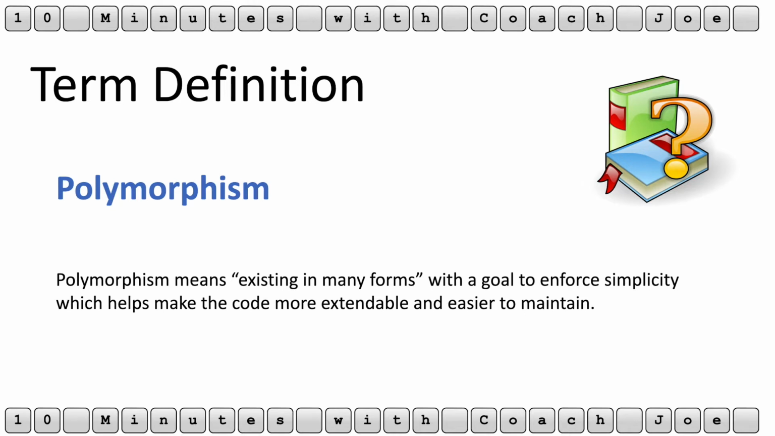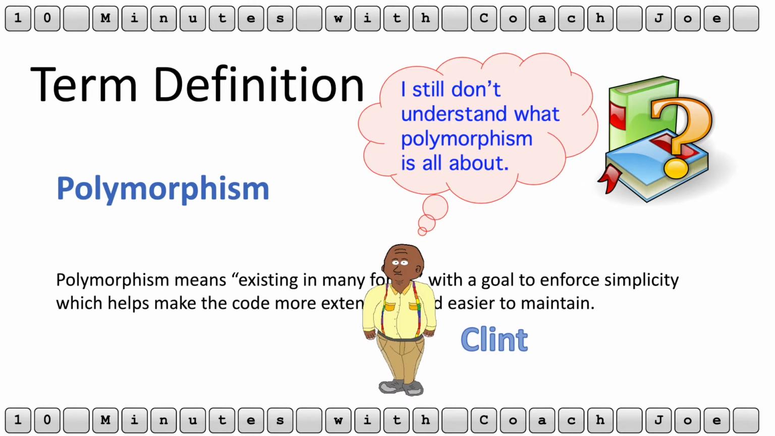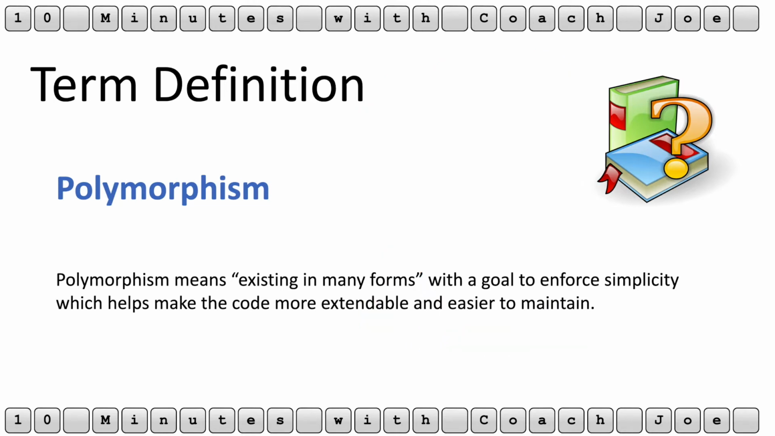With the use of contracts, overloading, and overwriting, we can enforce simplicity, which helps make the code more extendable and easier to maintain. It lets programmers use the same word to mean different things in different contexts. Yes, this definition is a little vague until you better understand the true meaning.